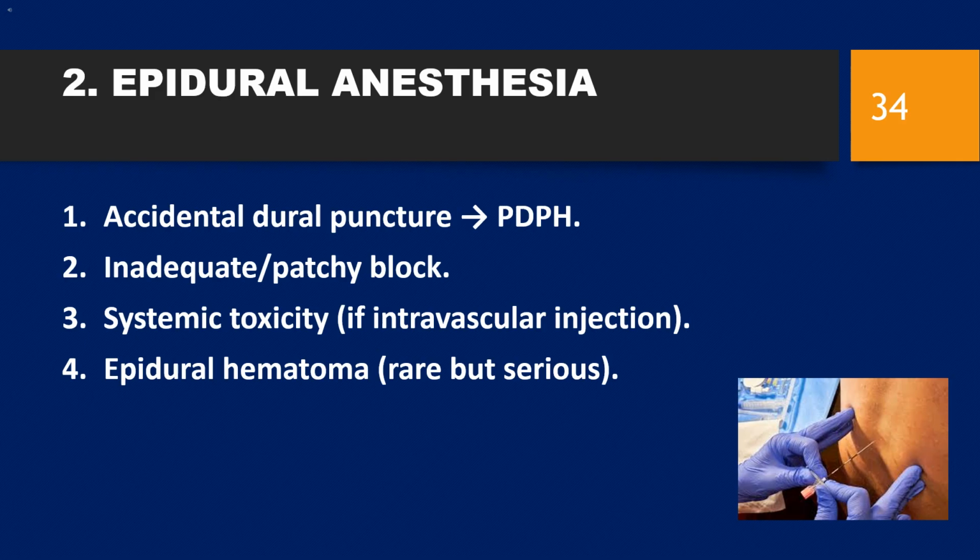3. Systemic toxicity. Accidental intravascular injection can lead to systemic toxicity of local anesthetics. 4. Epidural hematoma. A rare but serious complication where bleeding occurs in the epidural space, potentially compressing the spinal cord.